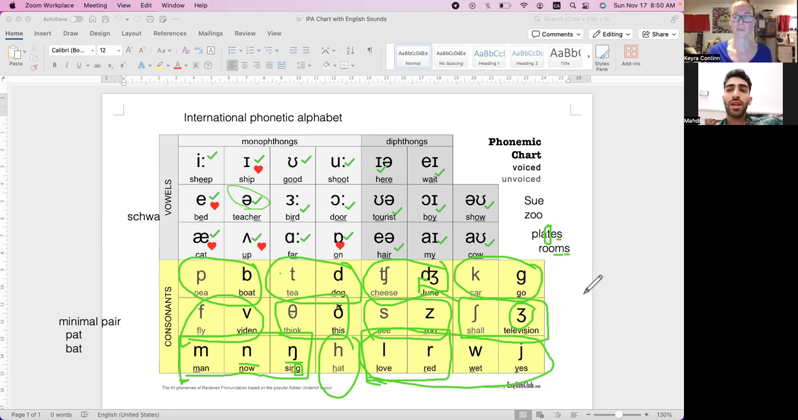So when we have the R now, the tongue does not touch. The tongue is in the middle of your mouth, and your lips make a shape, almost like a rectangle.